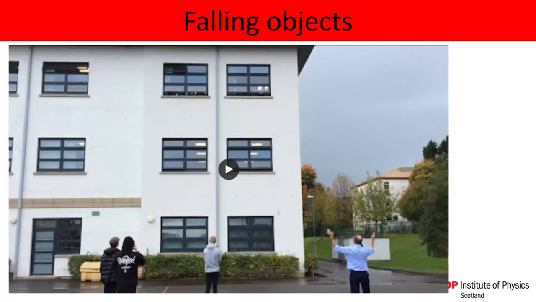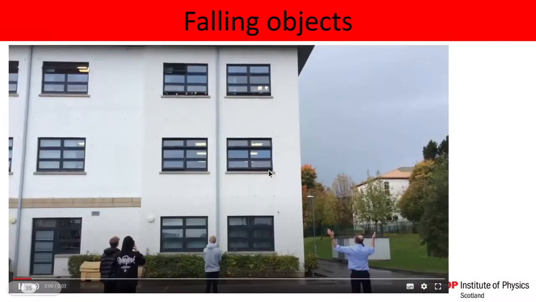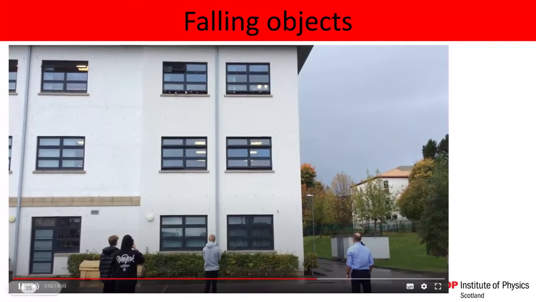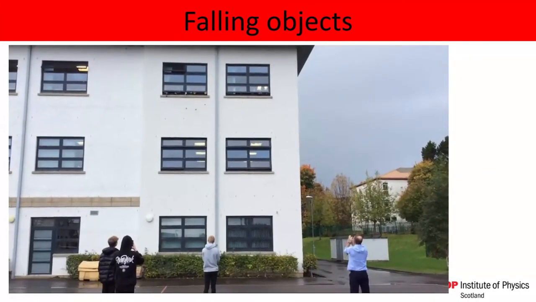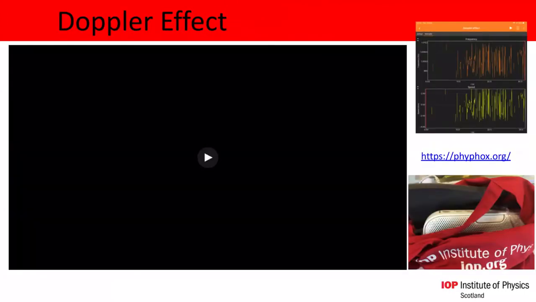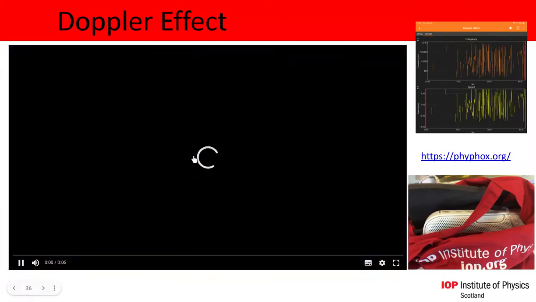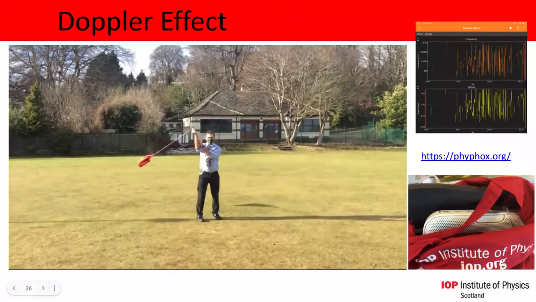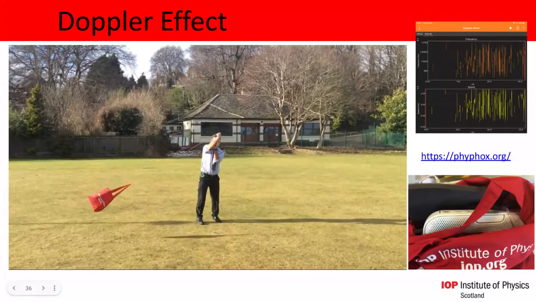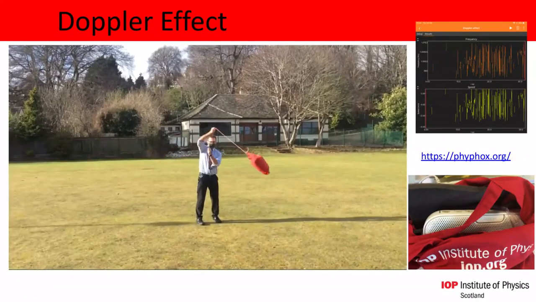Comparing falling objects, in the sort of Galileo, all things accelerate at the same rate, works really well if everybody lets go at the same time, which they generally don't. Doppler effect can be done quite well outside here. This is a Bluetooth speaker operated from a phone as a signal generator, and then using Firefox to do that. So you can hear the sound if you play back the slides and the link on the slides there.